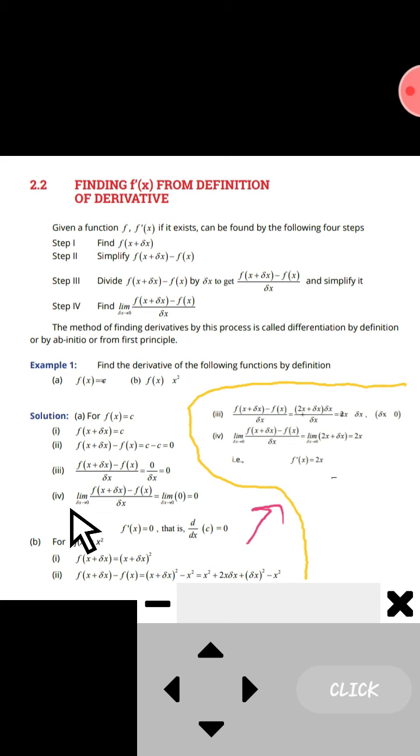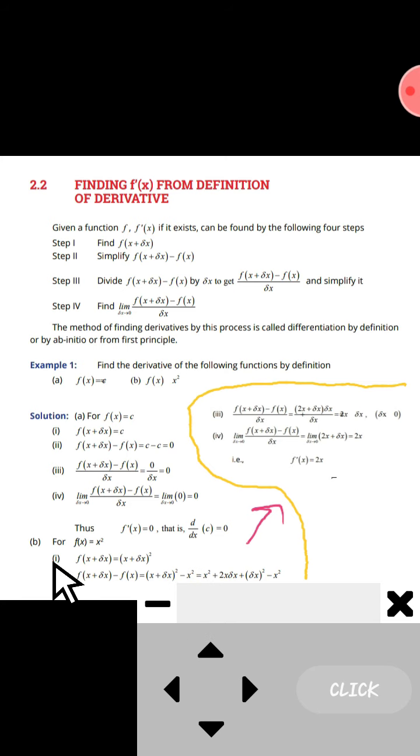Here, friends, it is a little bit tricky, because we know that this whole term, f of x plus delta x minus f of x upon delta x, is equal to 0. So the rest is the limit as delta x tends to 0 of 0, which is equal to 0. So here we have proved using the definition that the derivative of the constant function is 0. Thus f dash of x is equal to 0. It means the derivative of the constant function is 0.